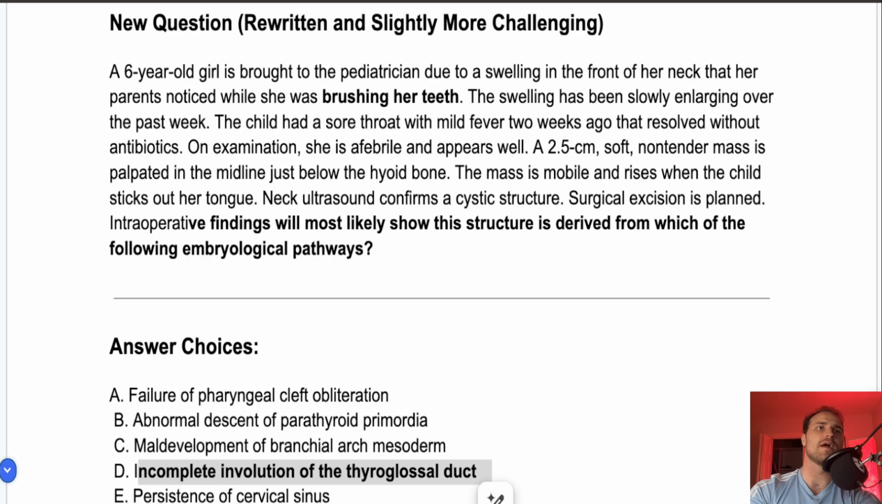Abnormal descent of the parathyroid primordia. The parathyroid glands are derived from the 3rd and 4th pharyngeal pouches, and aberrant migration causes ectopic parathyroid tissue, but not midline cysts. Maldevelopment of the branchial arch mesoderm, that would be like Treacher Collins syndrome, not even relevant here, but facial and muscular abnormalities. Persistence of the cervical sinus, that'd be a remnant of the clefts 2 to 4, and it causes lateral neck cysts, not midline masses.